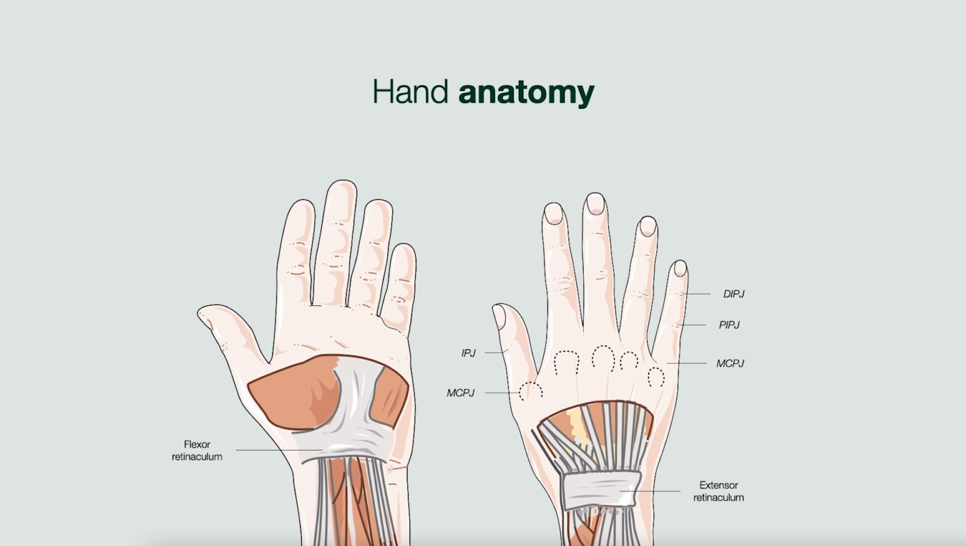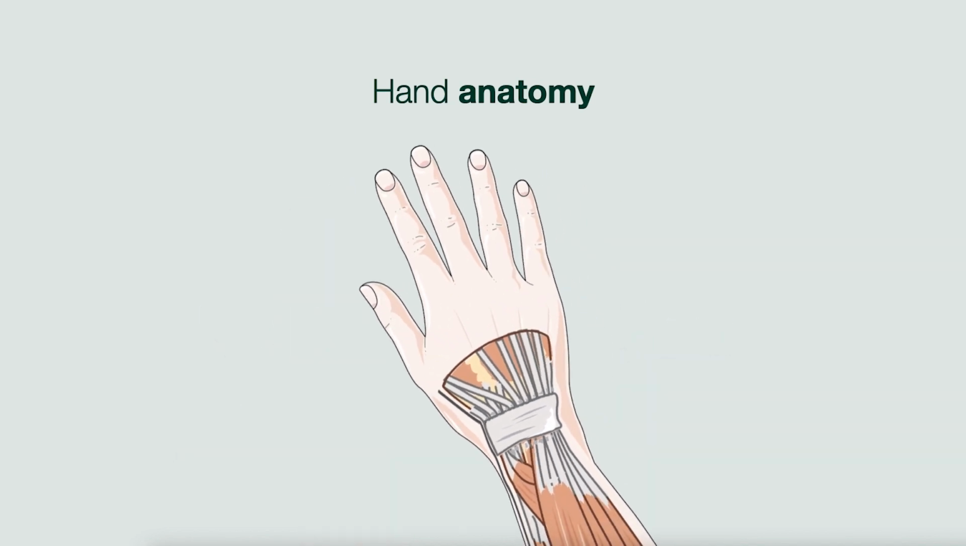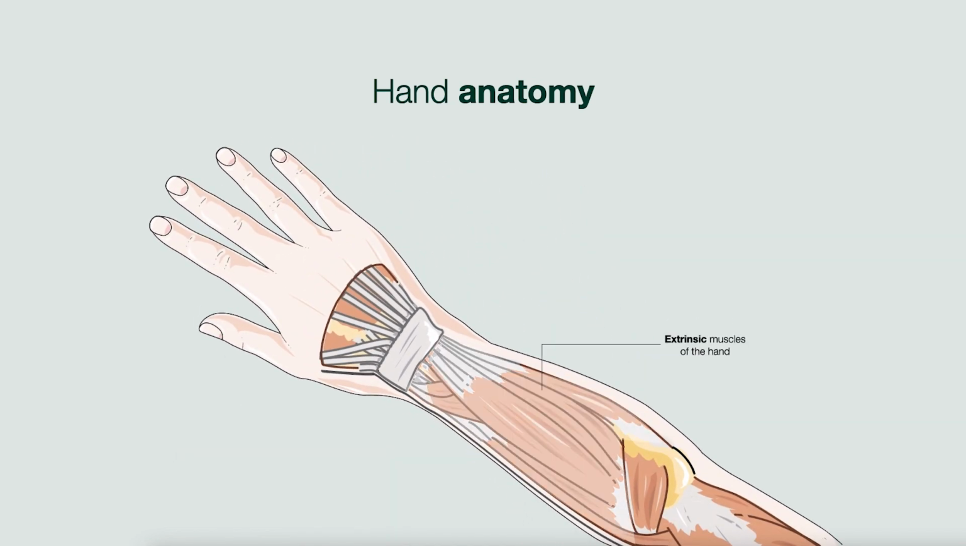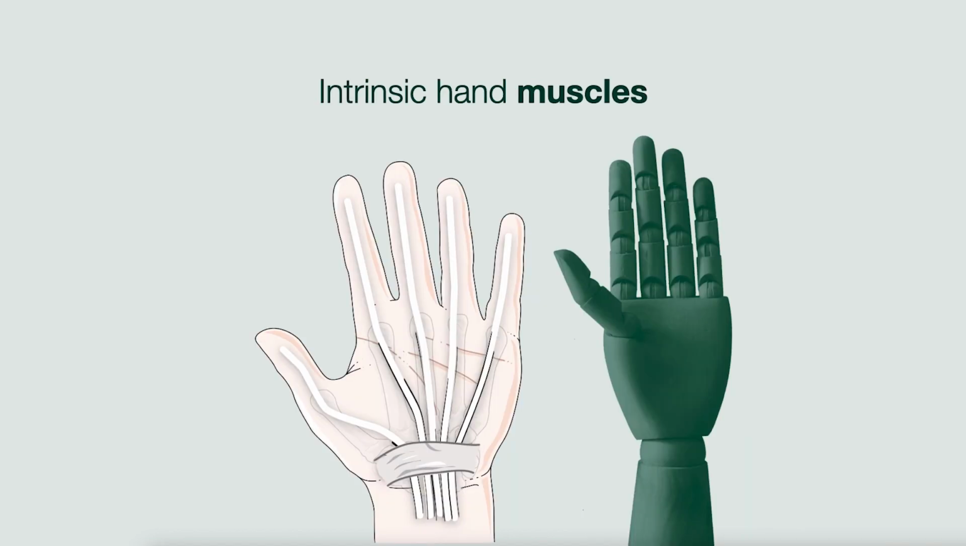The hand has intrinsic and extrinsic muscles. Extrinsic muscles are those with muscle bellies located in the forearm with its insertions in the hand affecting the various hand movements, whilst intrinsic muscles are located within the hand itself. Now we're going to take a look at the intrinsic muscles of the hand and their various movements.